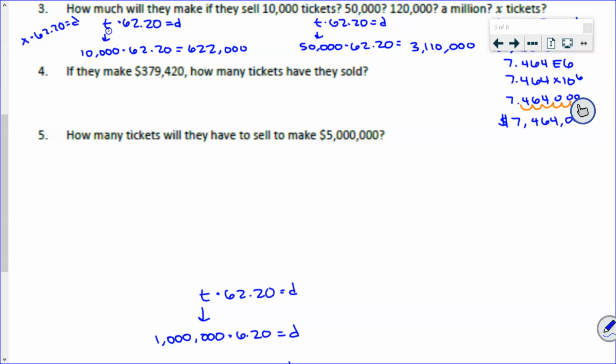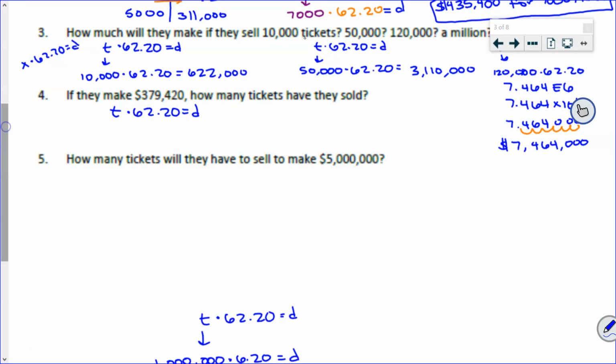We can keep our T. I like using T for tickets instead of the very abstract X. X doesn't really tell us what we're doing at all. But again, tying this in to the next question, this is really important that we make this connection on how important those equations can be.